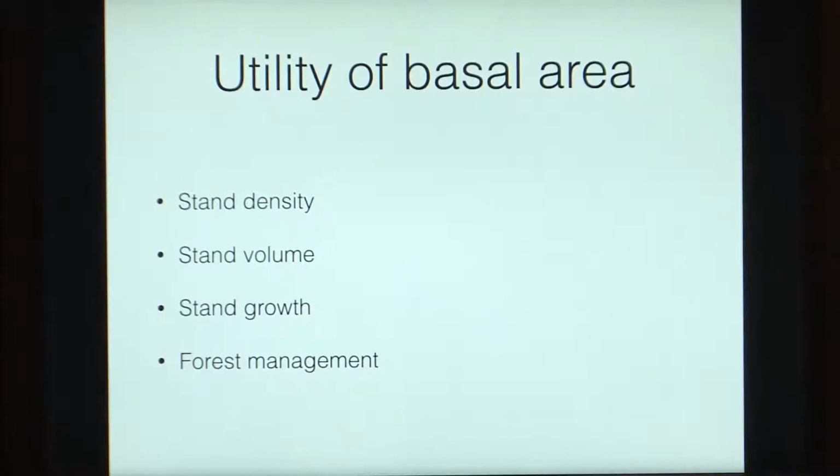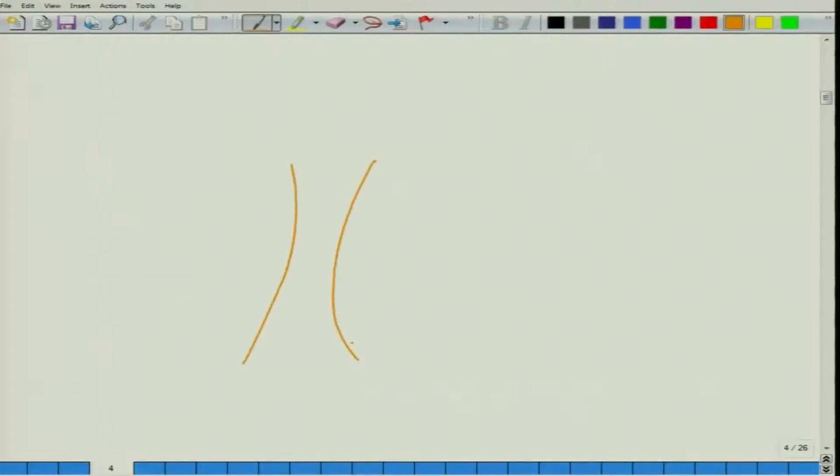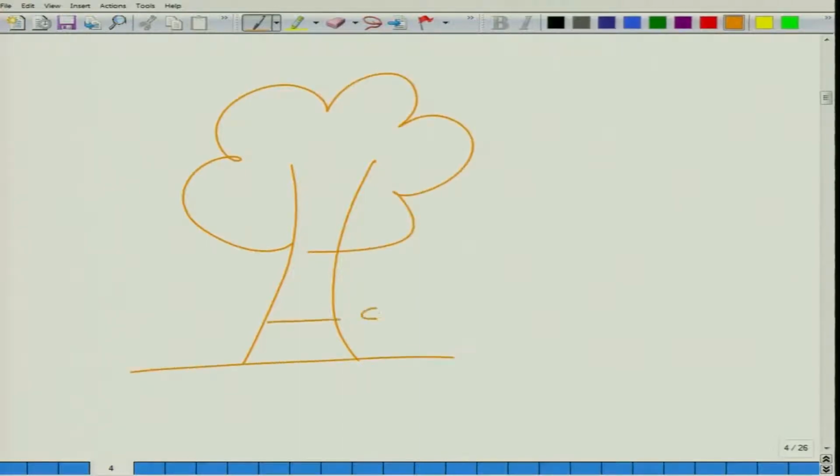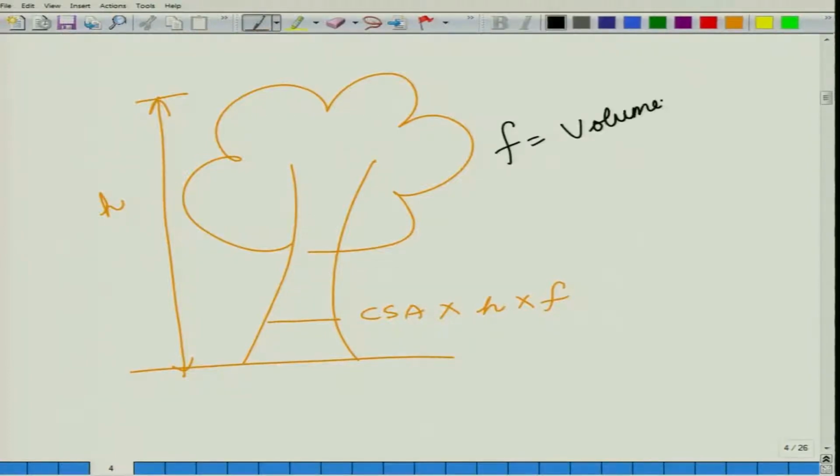So as we did before, if we consider a tree, we have this cross sectional area. If we multiply it by the height of the tree, so cross sectional area multiplied by height multiplied by the form factor. So form factor, if you remember, F is the volume of tree divided by volume of cylinder.